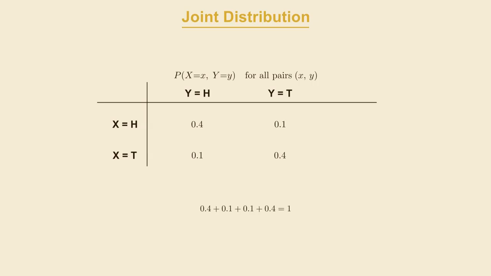Now look at what the table is telling you. The heavy weight sits on the diagonal. Heads, heads, tails, tails. Both coins are individually fair, but they move together: when one coin lands heads, the other tends to land heads too. You never see that from looking at either coin on its own. You need the joint table to understand this relationship.